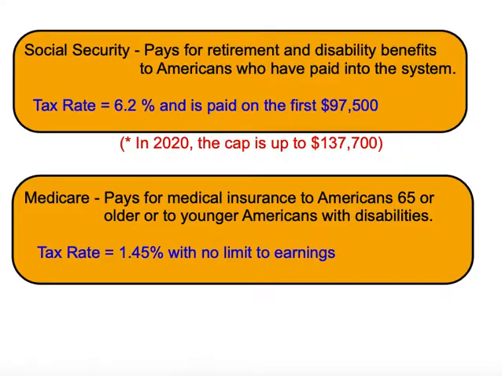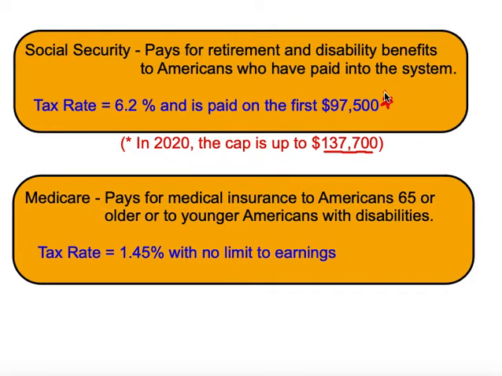All right, but we're just going to be using the 6.2% and the 1.45% to calculate what comes out of our pay. Like I said, in the year 2020, the cap is really at $137,700, but for your textbook purposes, they're going to use the number $97,500. So there are some other definitions of Social Security and Medicare. If you need to, stop your video and write those down in your notes.